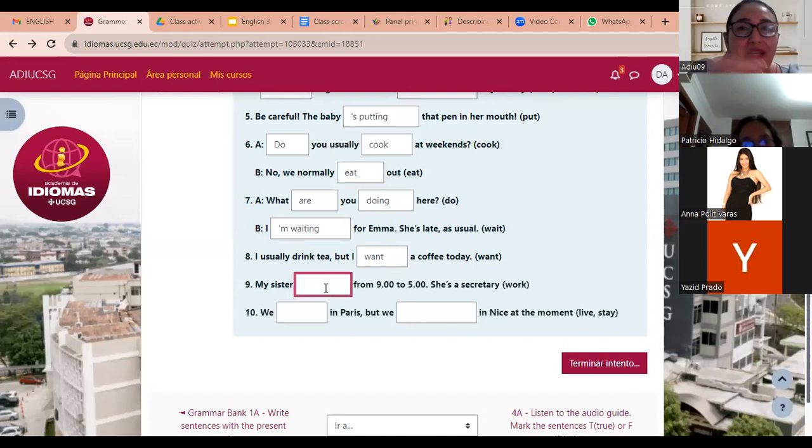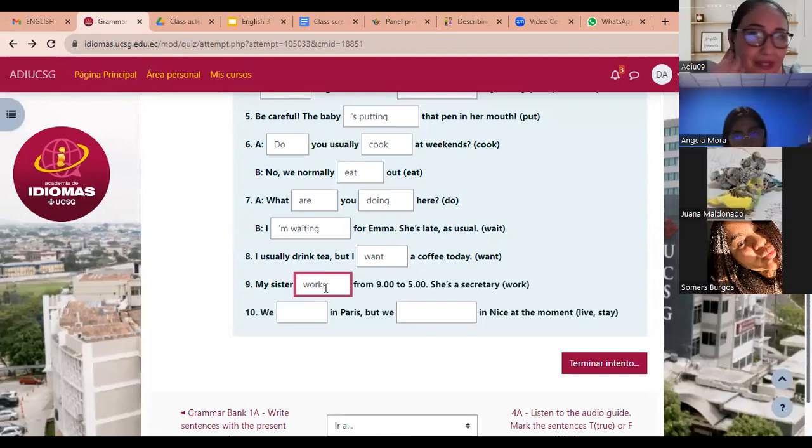Okay, my sister works 9 to 5, but that's a work schedule. It means that it happens every day and it becomes a habit. She always works. My sister works from 9 to 5 every day. Because she's a secretary. So it's a routine, it's a fact, it happens every day. It's not something that happens only today. It's every day, 9 to 5. Es un horario, right?